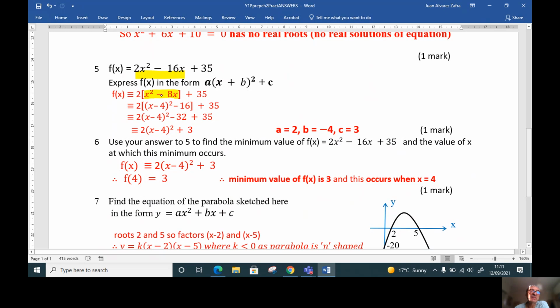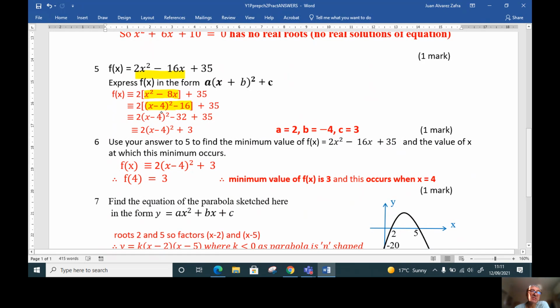If we complete the square on that, we write x squared minus 8x as x minus 4 squared. But x minus 4 squared produces x squared minus 8x, but it also produces a plus 16. So we need to subtract 16 to make sure that this whole expression here is the same as x squared minus 8x. And we still have a plus 35 outside.